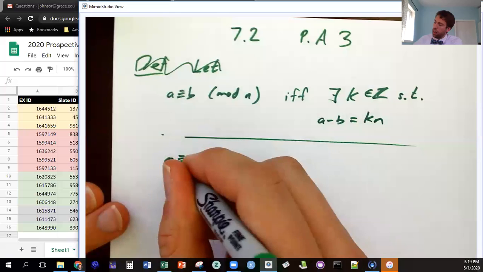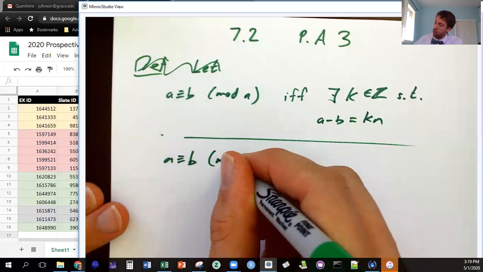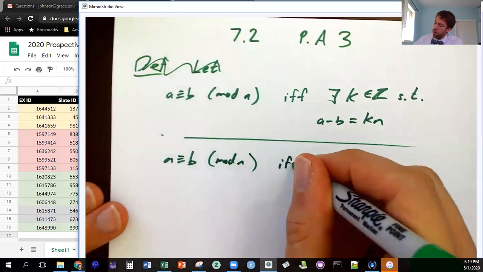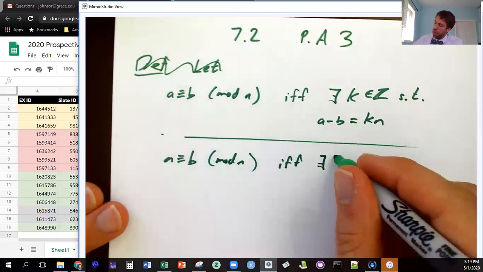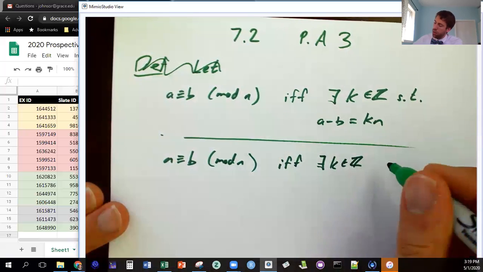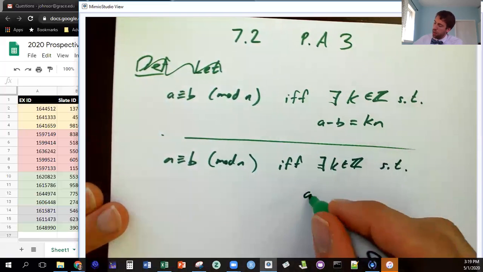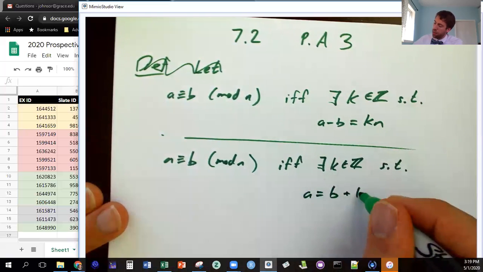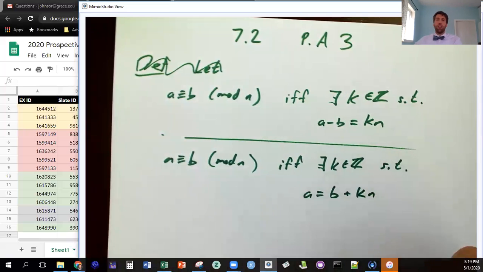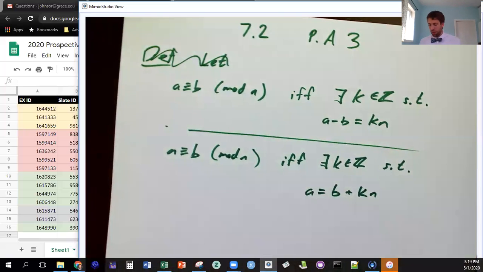Another way to say it is that a is equivalent to b mod n if and only if there exists a k in the integers such that a equals b plus kn. They're almost the same thing, but slightly different. They're logically equivalent.